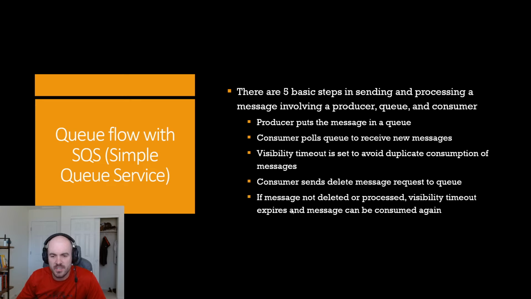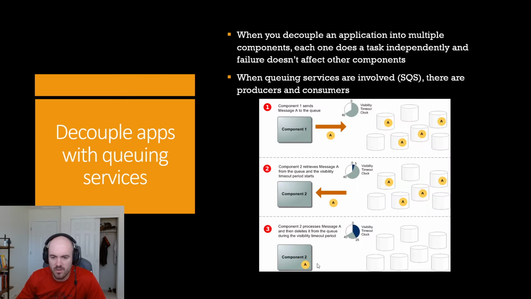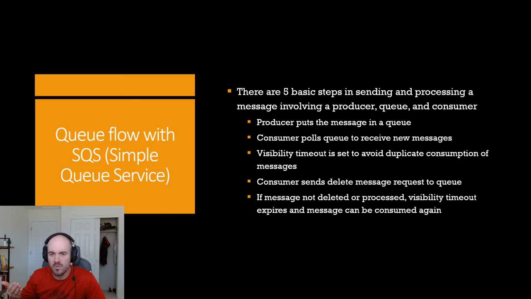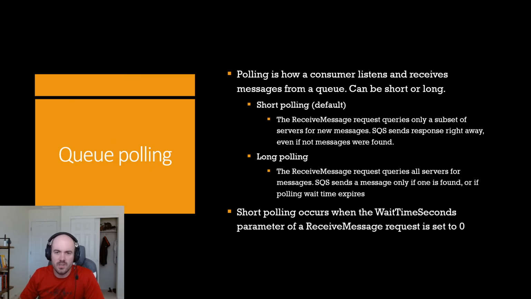And then if the message is not deleted or processed, the visibility timeout expires, and the message can then be consumed again by either this component or maybe another component polling this queue, or you can have it sent to a dead letter queue, maybe if it fails multiple times, okay? And a dead letter queue is useful if you want to analyze failed messages to see why they're failing, right?